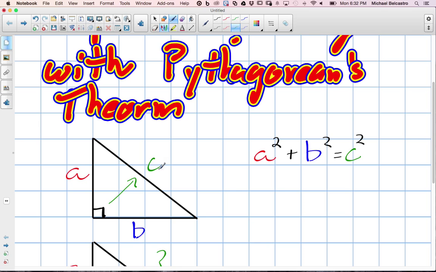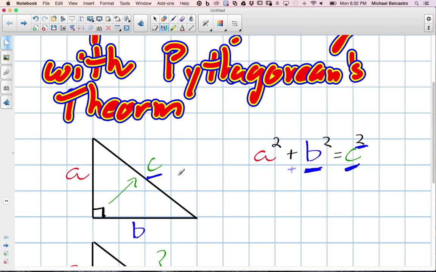Okay? They call that side C. The legs, A and B, are interchangeable. You can call whatever you want A and whatever you want B, but the hypotenuse has to be called C in this formula. Okay? And the relationship is, it says that if you square A and you add it to the square of B, it would be equal to the hypotenuse, or the C squared.